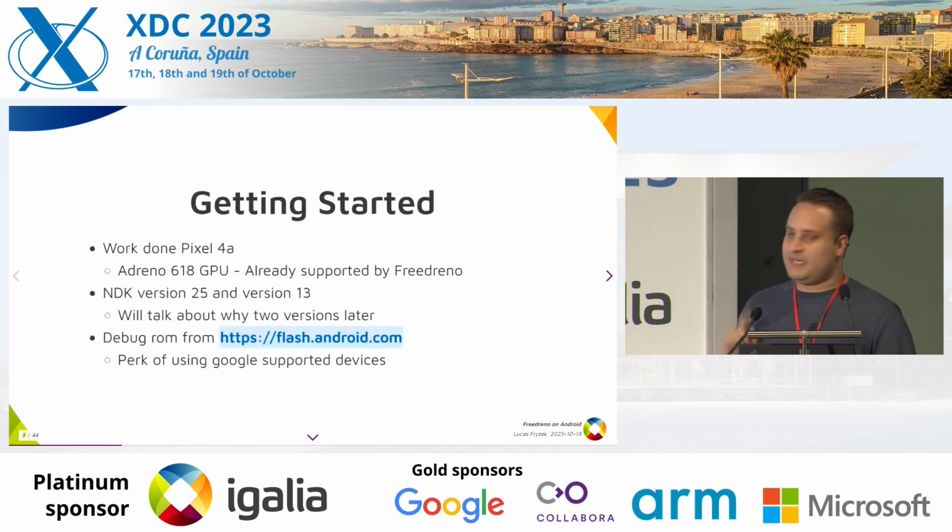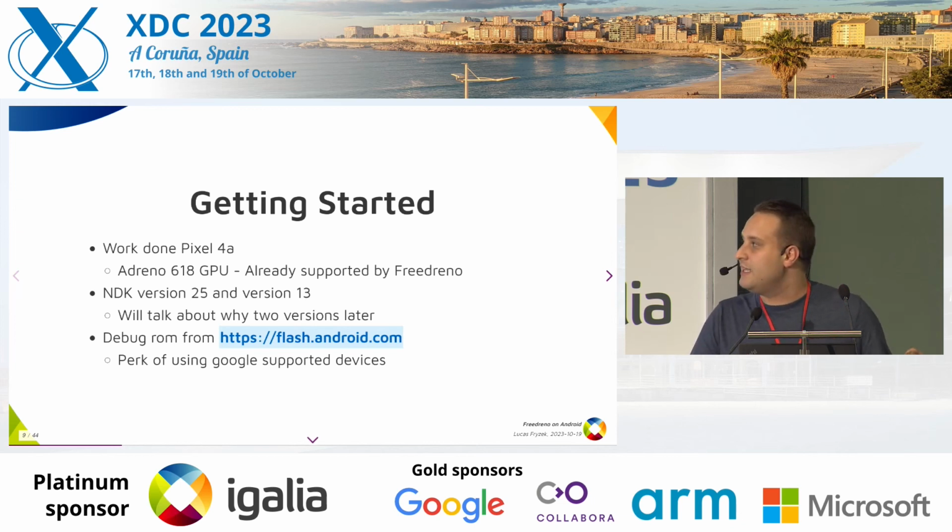Now, all the work I did was on a Pixel 4a device. This was convenient because it has an Adreno 618 GPU, which is already supported by Freedreno. So I didn't have to worry about driver bugs at the same time I was trying to get this device working. I was using two versions of the Android NDK, version 25 and 13.